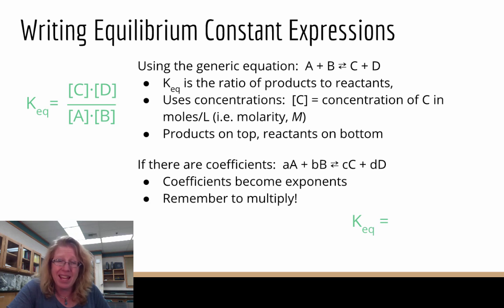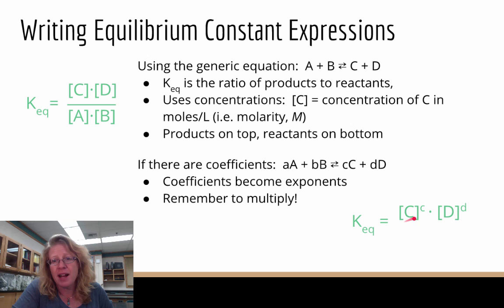You start off with the KEQ and the equal sign. So I'm going to use this kind of longer equation. Let's pretend that it's like 2A plus 3B equals 1C and 2D or something like that. So when we write this out, products on the top, reactants on the bottom, they're always in square brackets because it's concentrations, and our coefficients become exponents. So it kind of looks like this.